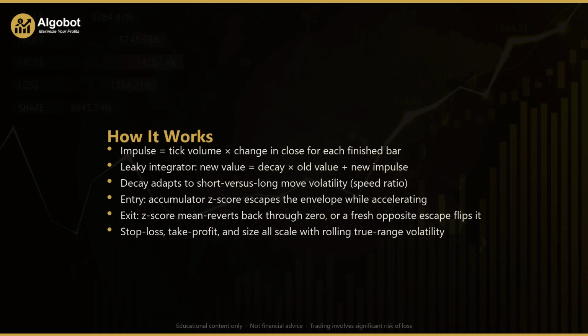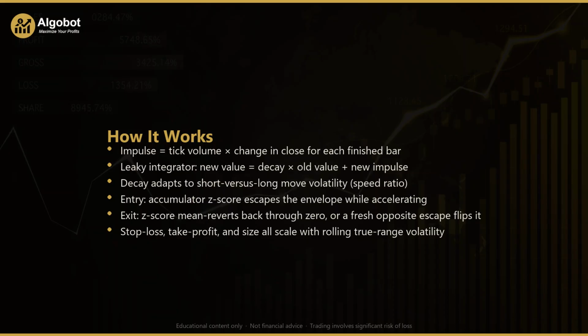Now the entry condition. A long signal is registered when the Z-score climbs to or above the ZEntry threshold, which defaults to 1.5, while acceleration is positive and the accumulator itself is positive. A short signal is the mirror image. The Z-score drops to or below negative 1.5. Acceleration is negative, and the accumulator is negative. The acceleration filter is what separates a genuine escape from a tired, decelerating push that's simply sitting at an extreme.